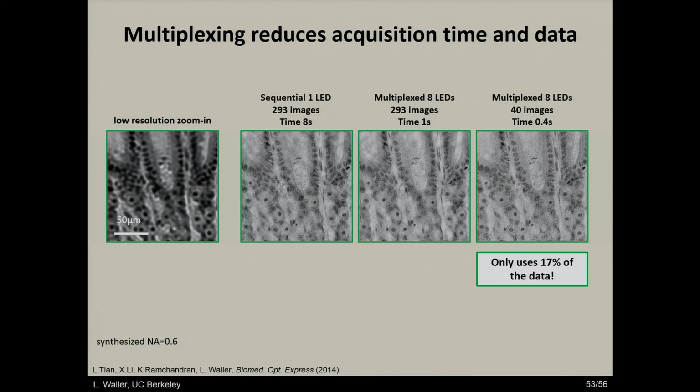What we actually found is that because we're taking all this multiplex data, we can actually just throw away 7/8 of the data. If there's 8 LEDs on at a time, we can throw away 7/8 of the data and use only 40 images to get essentially the same result. This one has some problems. It's old, but we've fixed these problems since then.